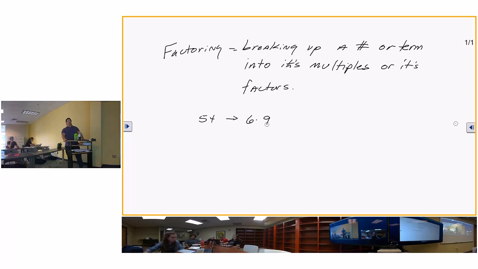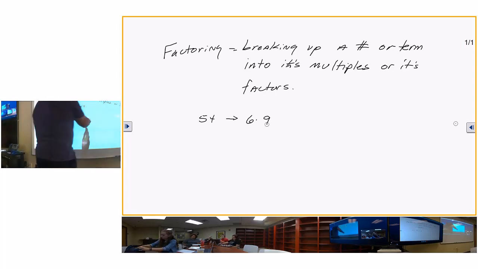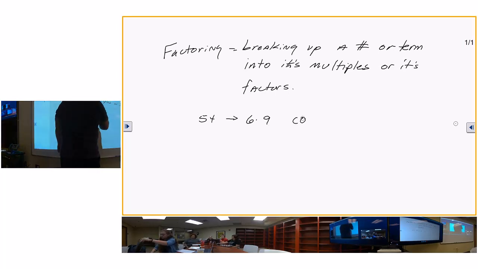If I asked you what are the factors of 49, you would say 7 times 7. You wouldn't say 1 times 49. You would say 7 times 7. Now, unfortunately, that is the composite factor. If I wanted to break it up into, this is the composite factorization.